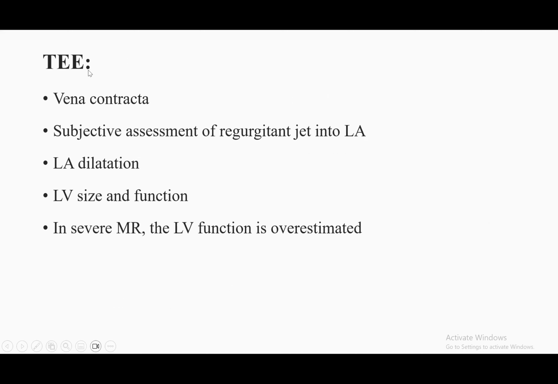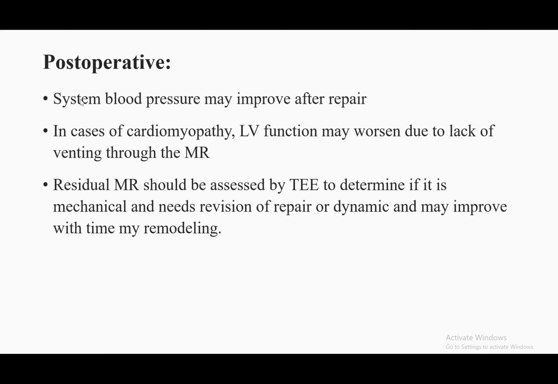The TEE to measure the vena contracta. Subjective assessment of regurgitant jet into the left atrium. Left atrial dilatation, left ventricular size and function. In severe mitral regurge, the left ventricle function is overestimated. And generally, we use the TEE to diagnose the cause of the mitral regurge and classify it according to Carpentier's classification. And this may guide the surgeon if he is planning for a repair.